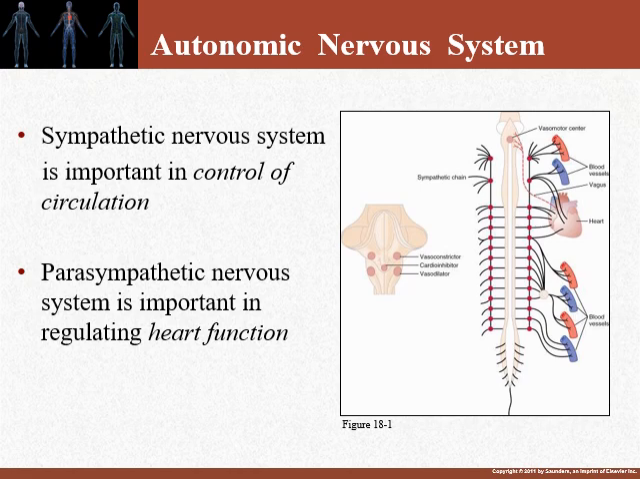In general, the sympathetic nervous system is important in control of circulation as well as the heart. The parasympathetic nervous system is important in regulating only heart function, so it has nothing to do with vascular function or circulatory function. And that's actually because of the distribution of these two systems.